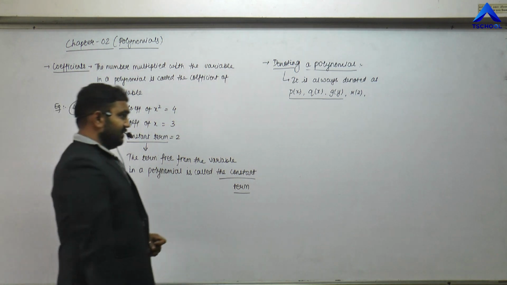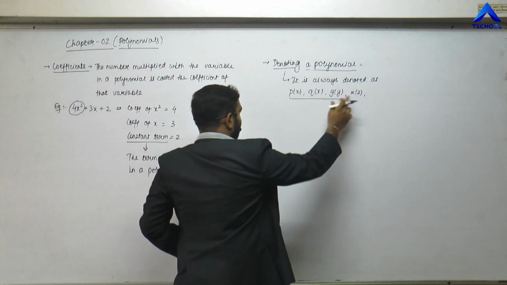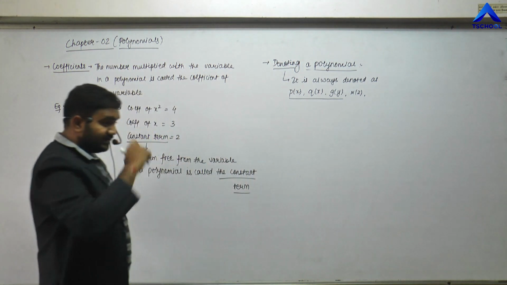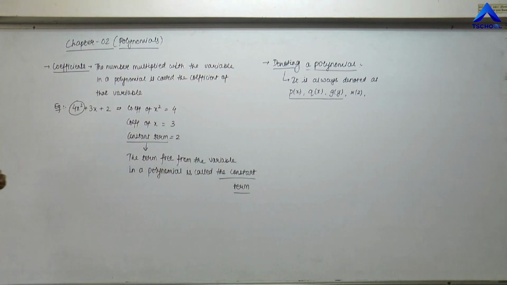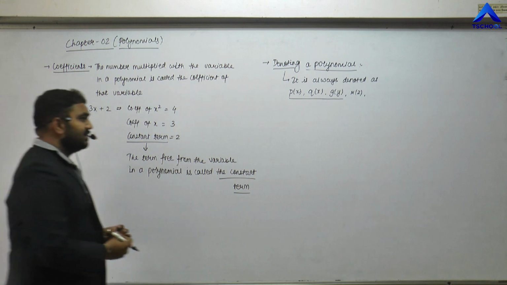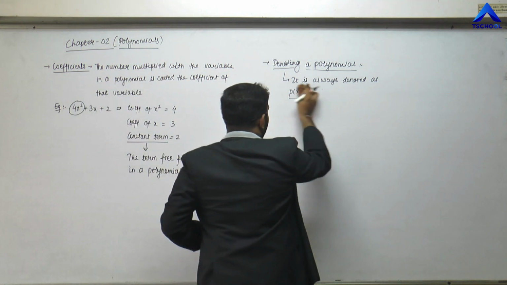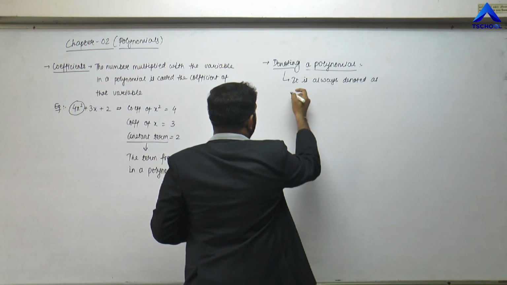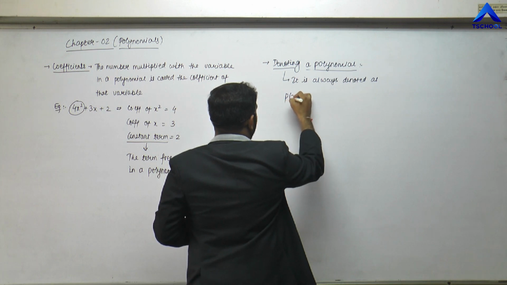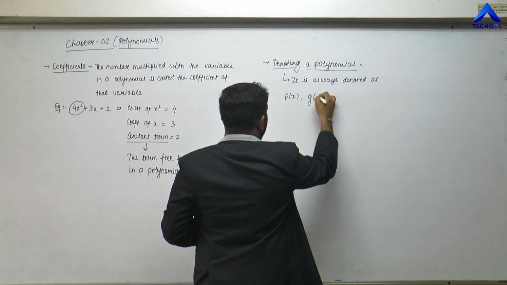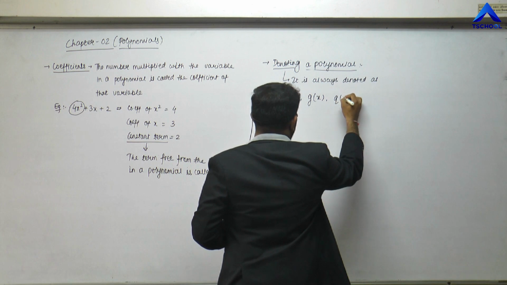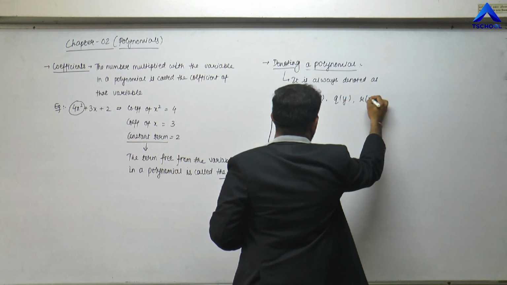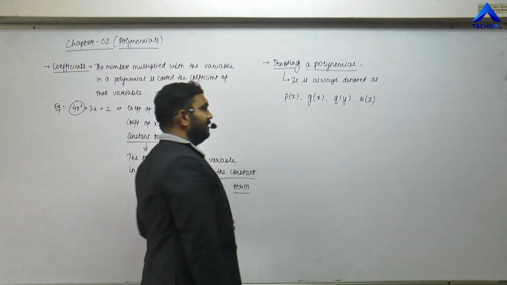The alphabets that are written inside the bracket, let me write down again, it might not be visible to you: p of x, g of x, q of y, r of z, and so on, like this.